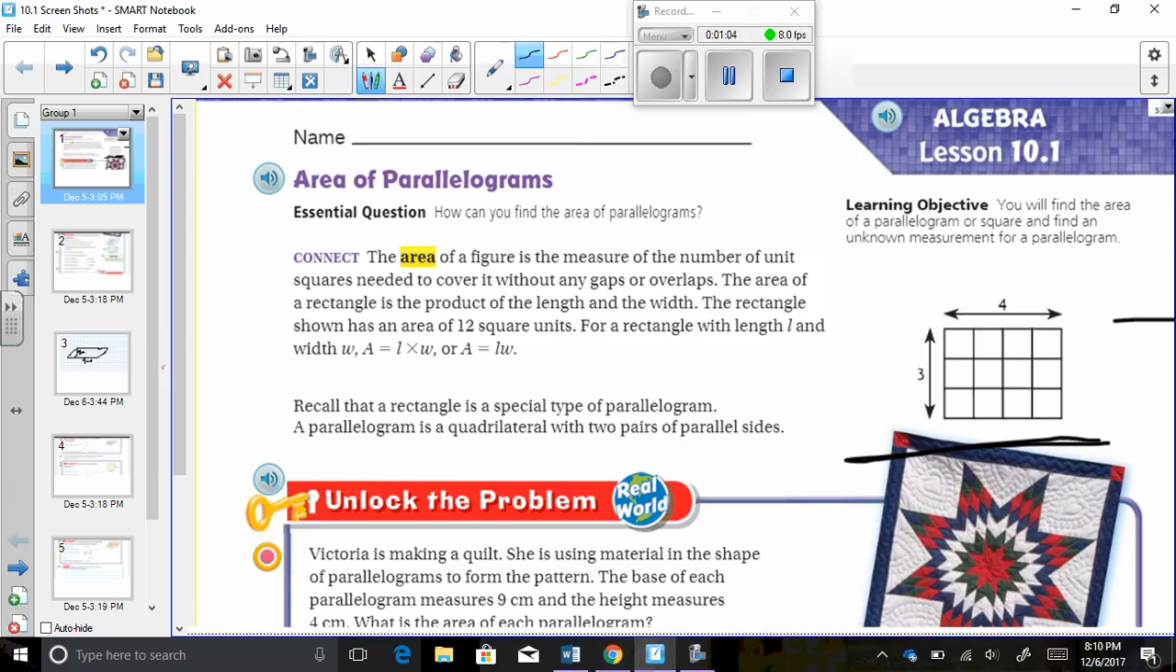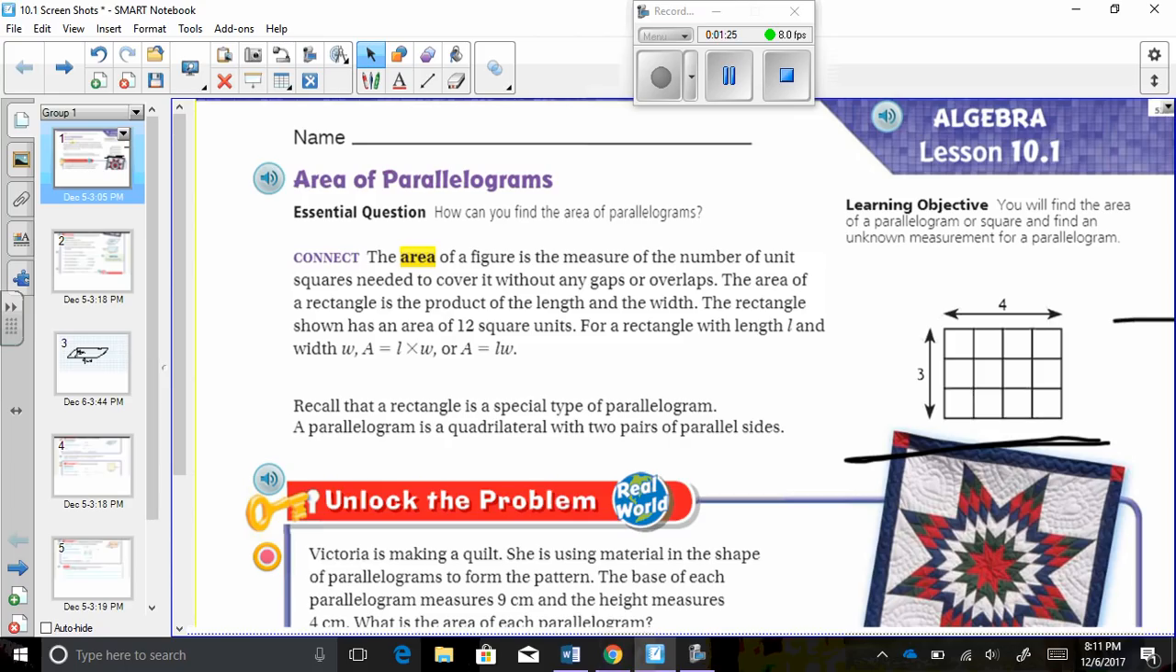Recall that a rectangle is a special type of parallelogram. So a parallelogram is a quadrilateral with two pairs of parallel sides. And again, those parallel sides mean that they would go and go and go and never touch. So the top and the bottom of that parallelogram over there would be the parallel lines or the two sides.